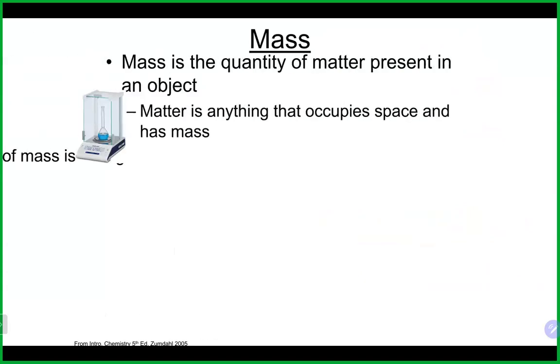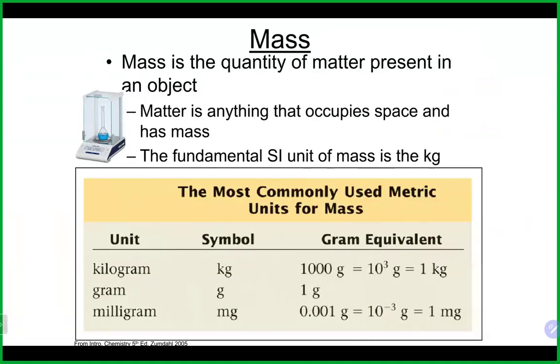Now, mass is the quantity of matter that's present in an object. Matter basically is anything that can occupy space and has mass. The SI unit for mass is a kilogram. Again, some very common mass conversions that we use a lot: there are 1,000 grams in a kilogram. So again, that is a very common conversion.